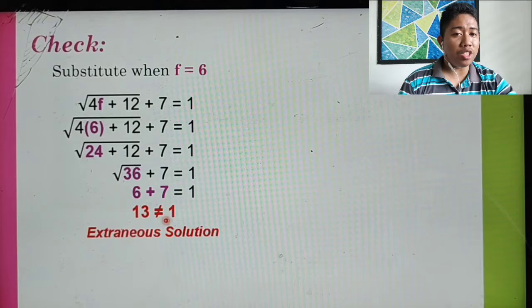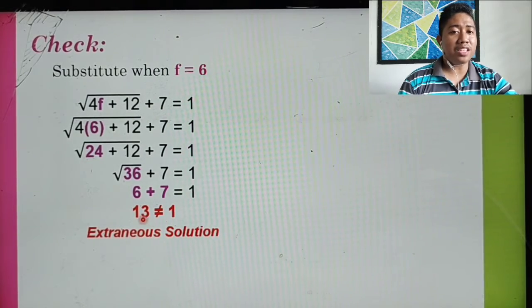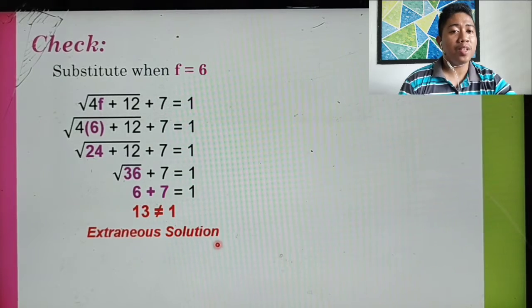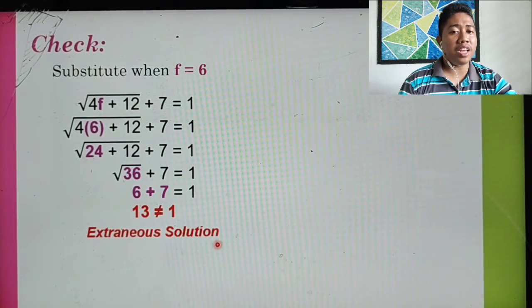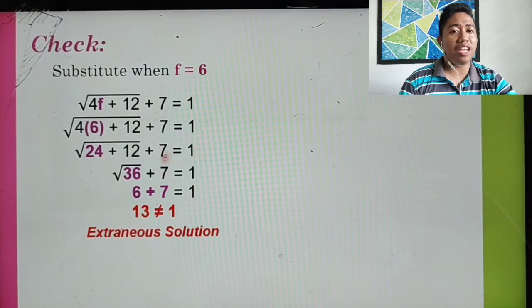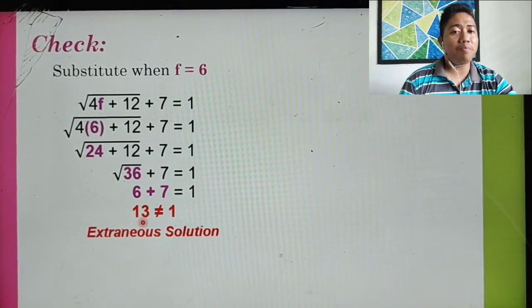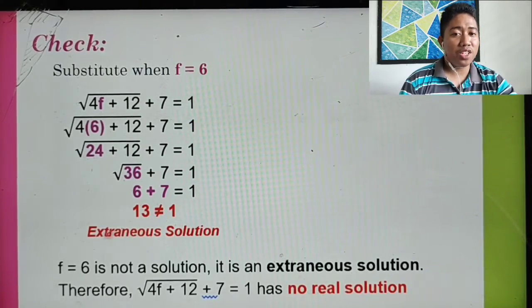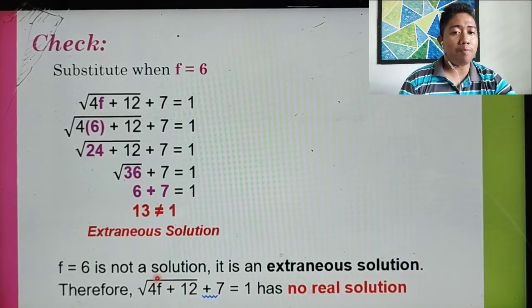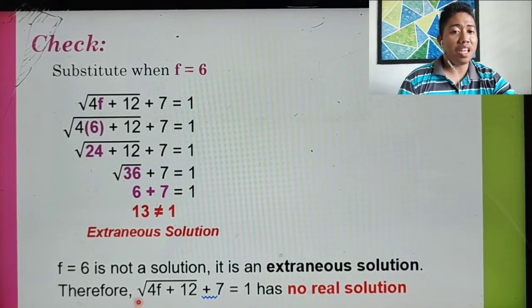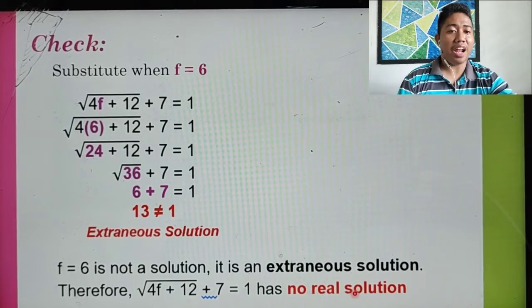And 13 is equal to 1? No, it is false. That is, 13 is not equal to 1, and it is considered an extraneous solution. So my dear students, why is it extraneous? Because this solution is not part of the given equation. When you substitute the given value of f, if both sides of the equation are not equal, so that is false. So f equals 6 is not part of the solution and it is considered extraneous. So therefore, the given equation has no real solution.